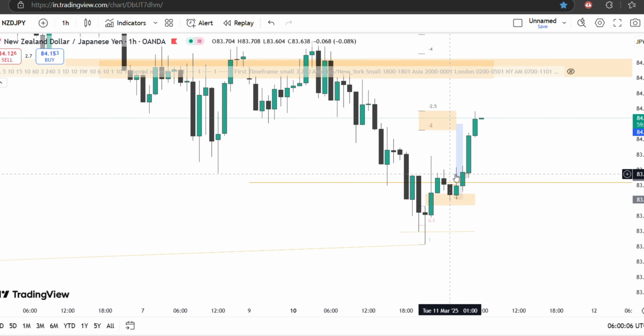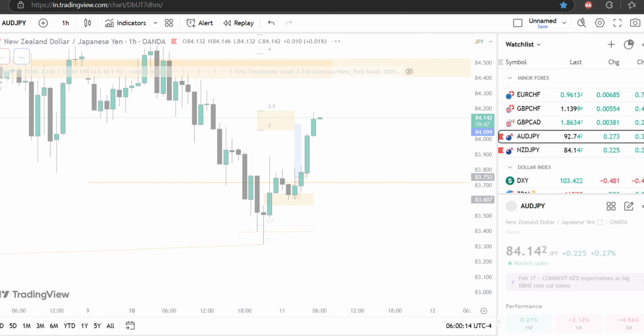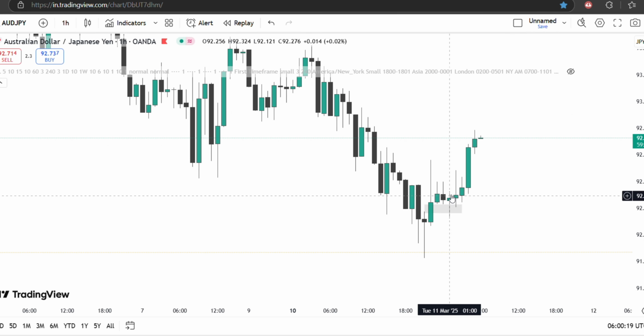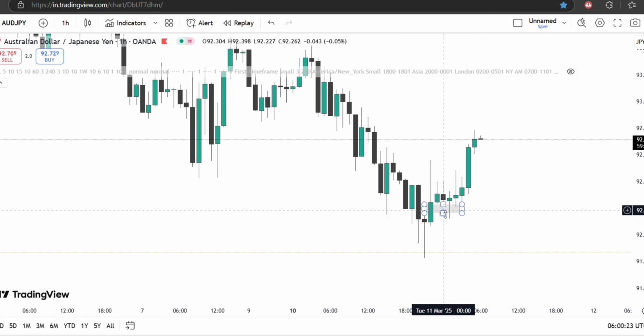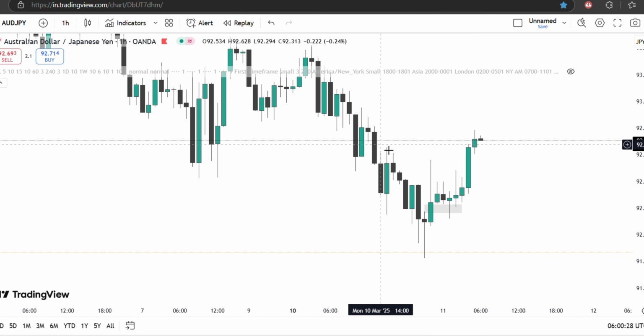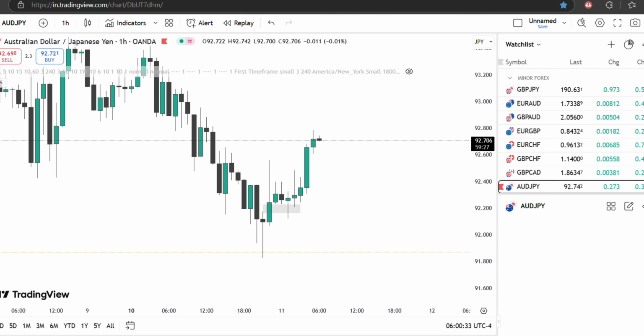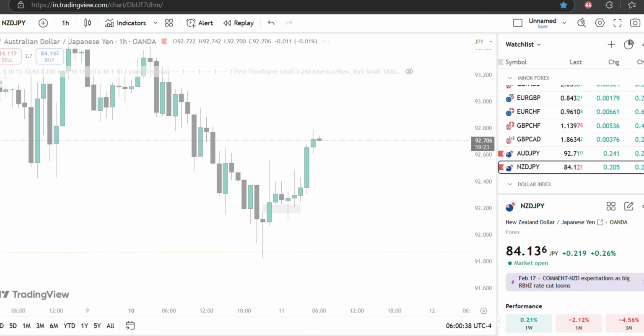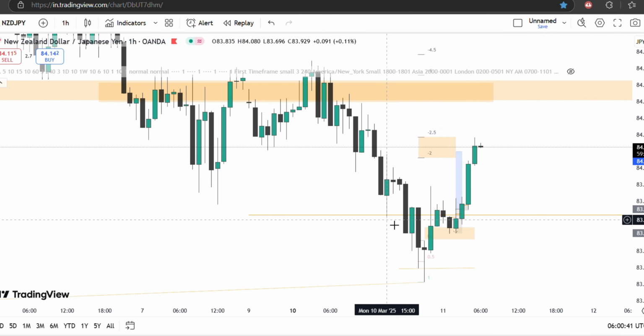So here I saw that the 1 a.m. kind of manipulated, but I was a little bit confused. So I went to the AUDJPY, which is its correlated pair, and I realized that we had a nice manipulation at 1 a.m. Price took the previous candle and then closed inside, which was trying to tell me that the 2 a.m. and then the following candle will distribute to my target, right? So since I have a clear manipulation on AUDJPY, I assume that I also have a clear manipulation on NZDJPY.